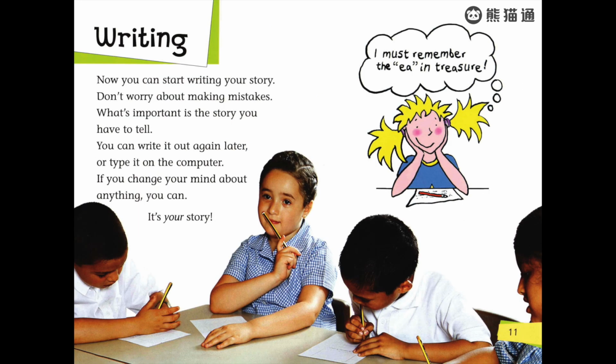Writing. Now you can start writing your story. Don't worry about making mistakes. What's important is the story you have to tell. You can write it out again later or type it on the computer. If you change your mind about anything, you can. It's your story. I must remember the EA in treasure.